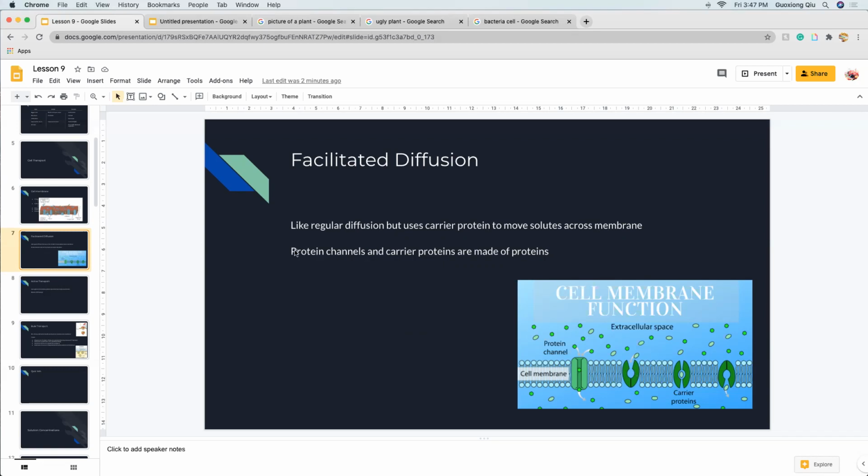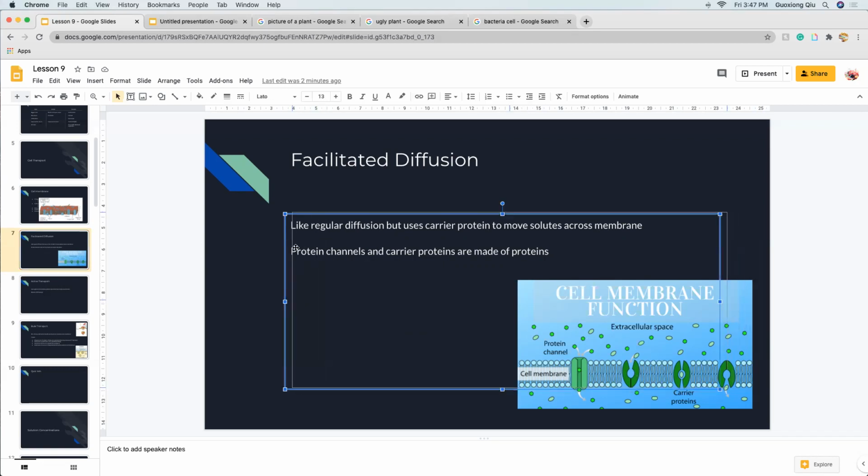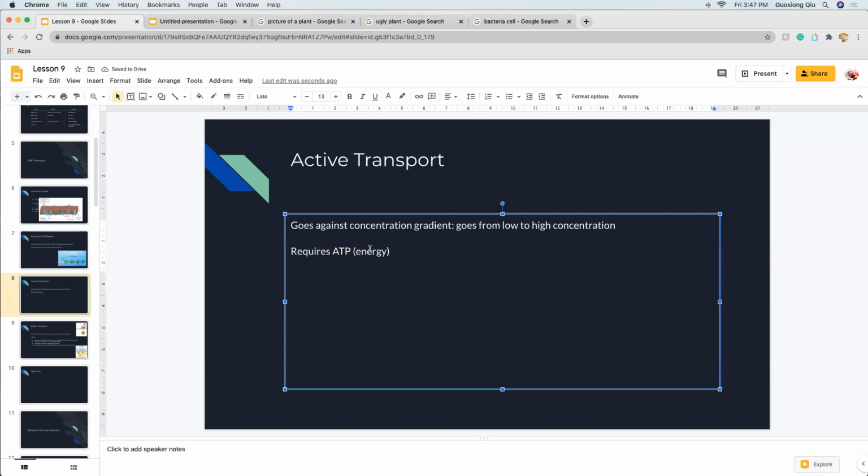Now, whoa, protein channels and carrier proteins are made of proteins. Never would have known.